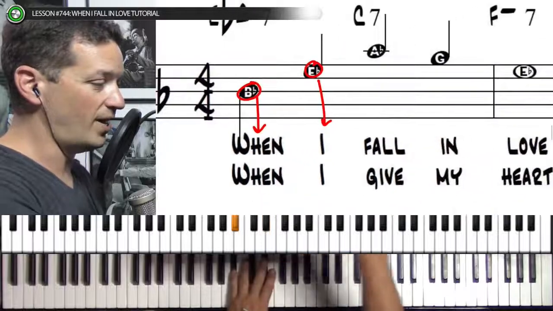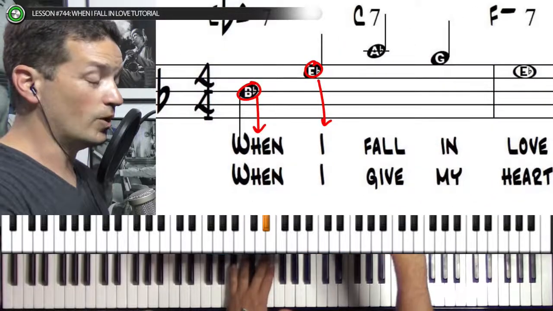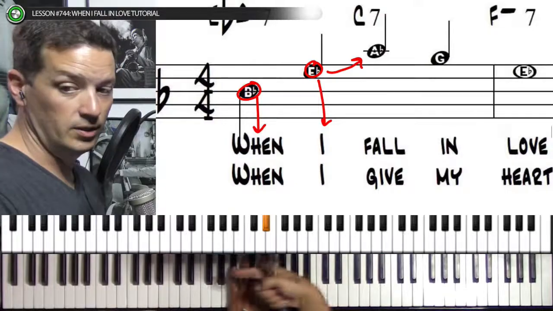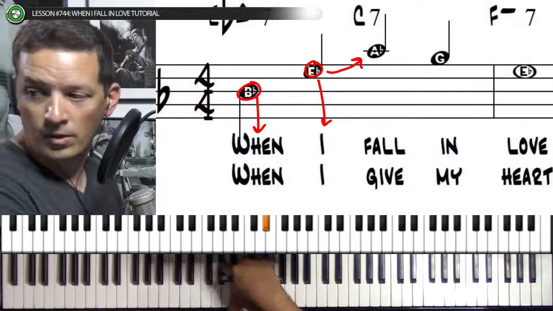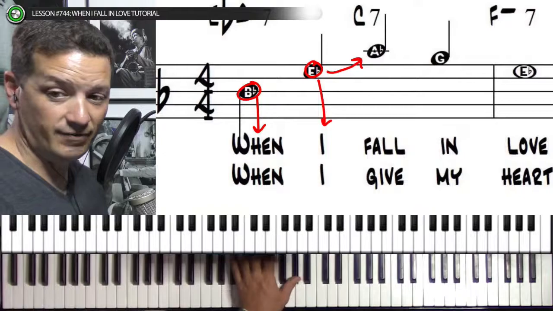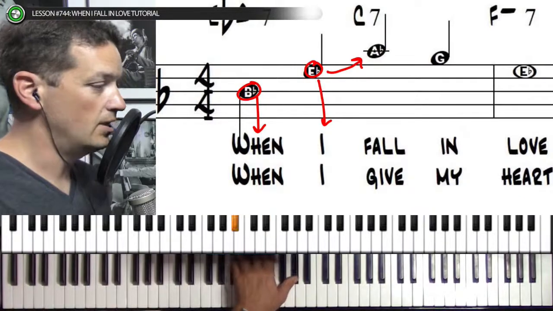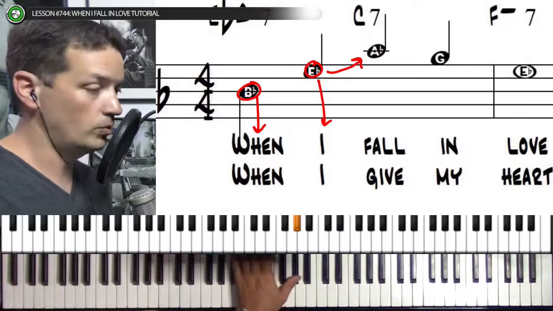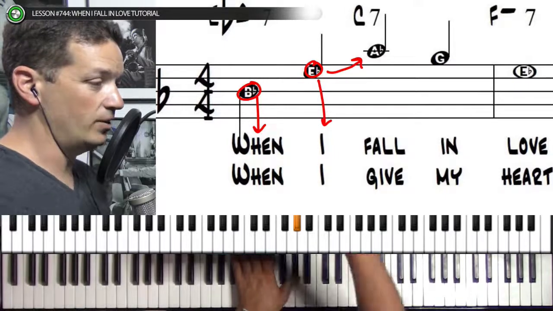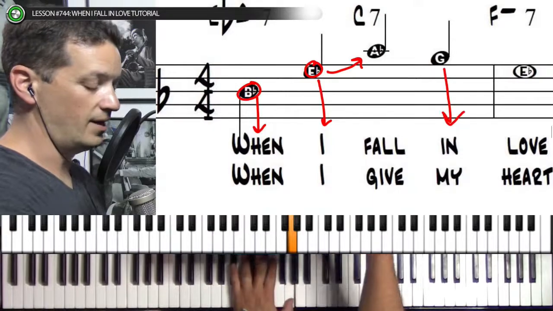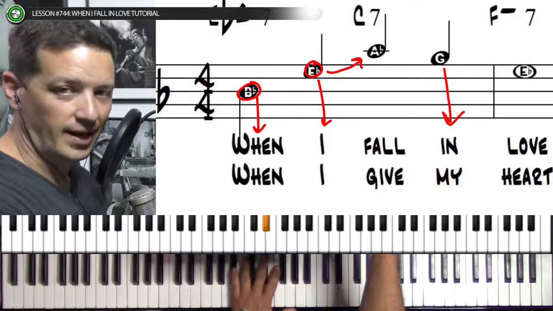We're going to play a B flat and then an E flat, and then we're going to go up to an A flat. So don't go down to the A flat down here. We want to go up to that A flat. When I fall. They're all black notes so far. They're all flats. When I fall. Cool. And then we're going to go down to a G for the word in. We're right there. And then love is going to be an E flat.